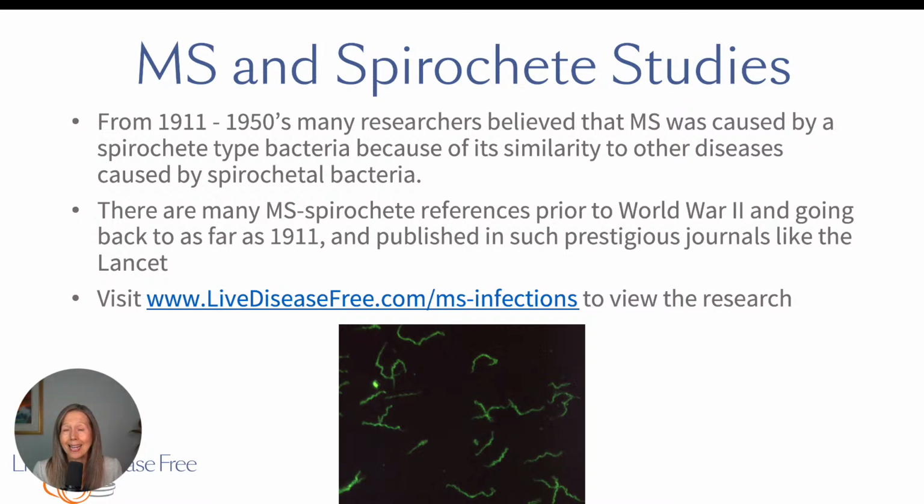What is so fascinating is that there were a lot of studies linking multiple sclerosis to these spirochete bacteria. All the way back from 1911 to the 1950s, many researchers believed that MS was caused by a spirochete-type bacteria because of its similarity to other diseases caused by similar types, the spirochetal bacteria. And there are many MS spirochete references before World War II, going back all the way to 1911, and some of them published in prestigious journals like The Lancet.